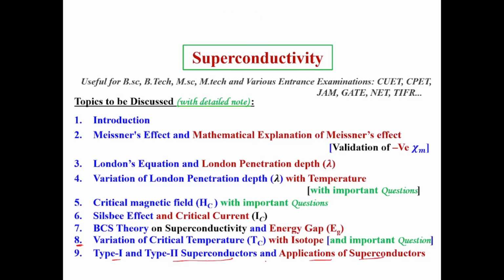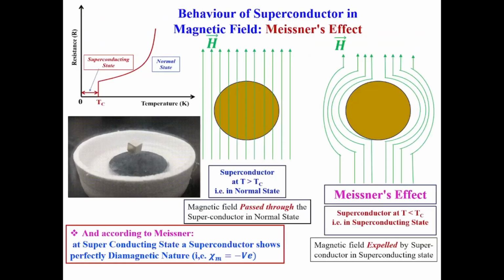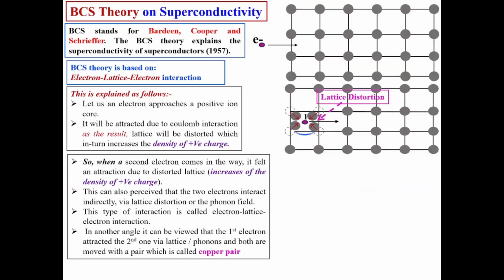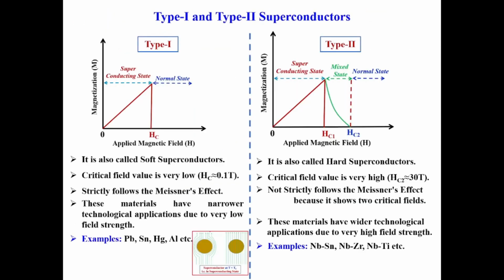Okay, so let us start our last topic, that is type 1 and type 2 superconductors along with the applications of superconductors. Now we are going to discuss the type 1 and type 2 superconductors, or differences between type 1 and type 2 superconductors. So let us discuss the differentiation between type 1 and type 2.